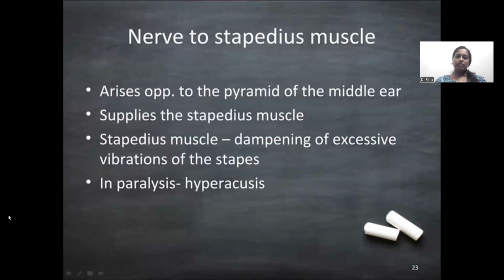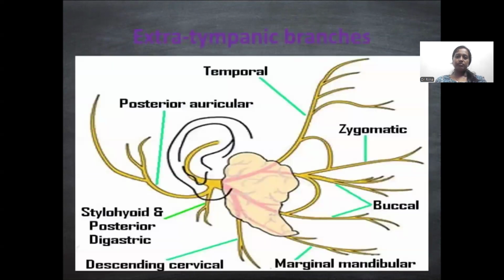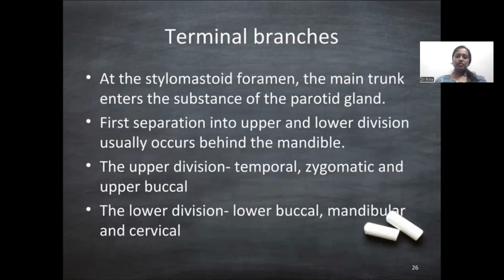And the nerve to stapedius muscle originates from the facial nerve, and it supplies the stapedius muscle in the middle ear. And again, chorda tympani, along with the lingual nerve, joins the lingual nerve, and it supplies the anterior two-thirds of the tongue. And these are the terminal branches.